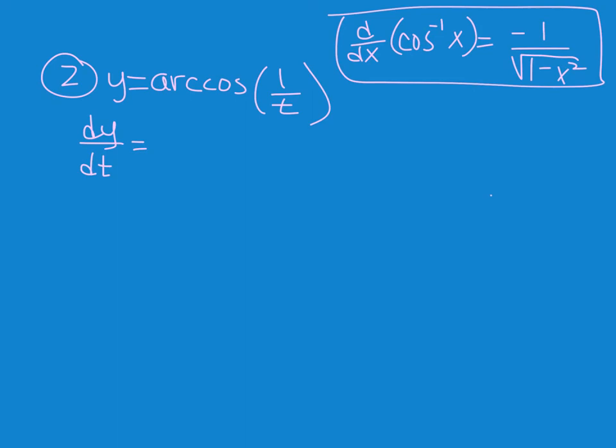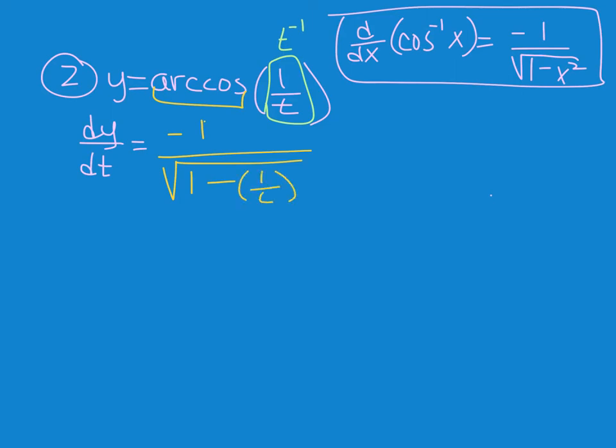Remember, with the chain rule, we start with our outside thing. My outside thing is the arc cosine. My inside thing is the 1 over t, which is the same as t to the negative 1. So when I take the derivative of the outside, I end up getting negative 1 over the square root of 1 minus the inside squared, so I get minus 1 over t squared. Now I'm going to multiply by the derivative of the inside. The derivative of t to the negative 1 is negative t to the negative 2 power.